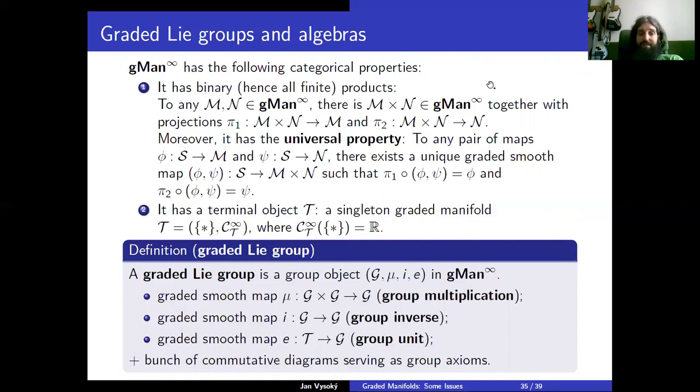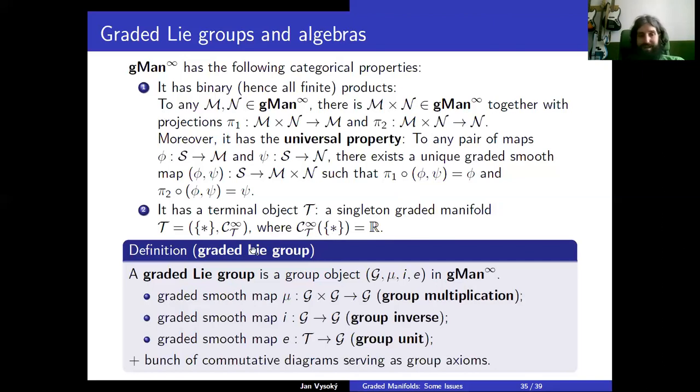So you can construct a graded manifold with this property, therefore it's unique up to graded diffeomorphism. And second, the category of graded manifolds has a terminal object, which is this singleton graded manifold I told you before. So it's a graded manifold over a single point where this sheaf assigns to this open subset the graded algebra R. To the other open subset, which is the empty subset, it has to assign the trivial algebra of the empty set. Therefore, the following definition makes sense.